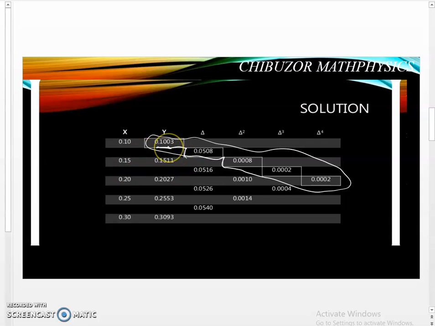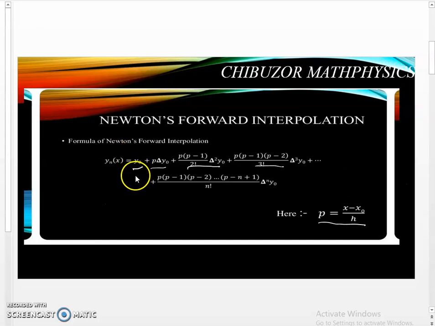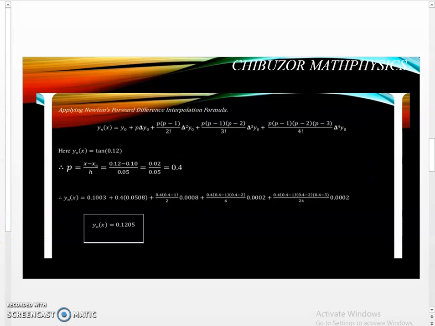So when you have this down, you simply plug it into the formula. Remember, in our formula we've got y, the function, will be equal to y naught plus the first forward plus the second forward divided by 2 factorial, up to the fourth, because we've got up to the fourth. So if we apply the Newton forward difference interpolation formula, we will simply have this, but to do that we first of all need to evaluate the value of p.